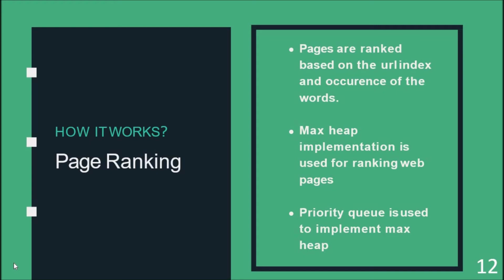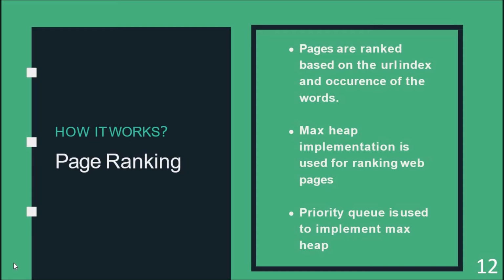Now, the important part here is to rank the pages based on this criteria, that is frequency of the words. We're using a max heap. So in max heap, we know that it's using a heap data structure, which is nothing but a balanced binary tree data structure where the root node key is compared with its children and arranged accordingly. To implement the max heap, we are using a priority queue in Java. It helps us in assigning the priority to each and every web page.